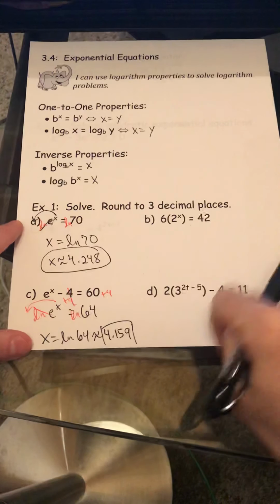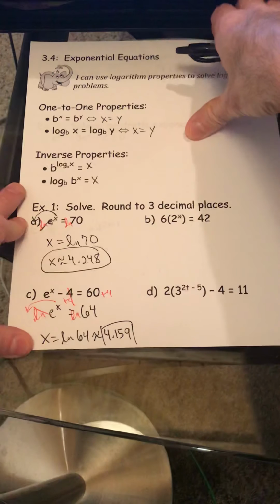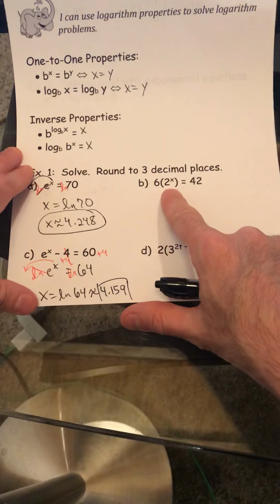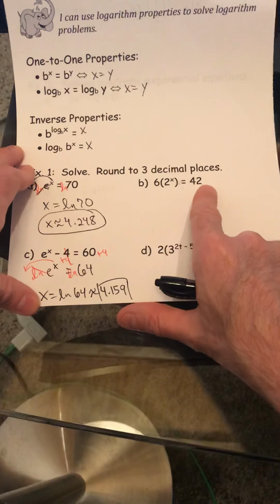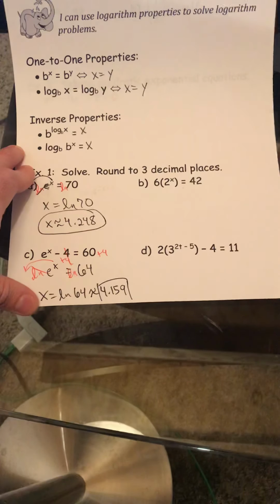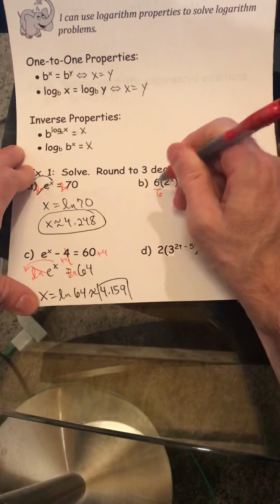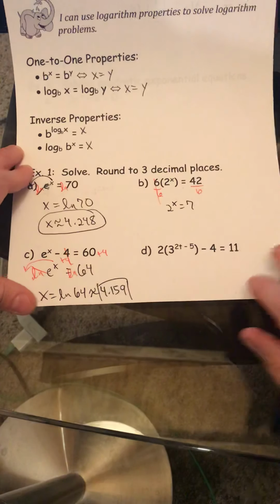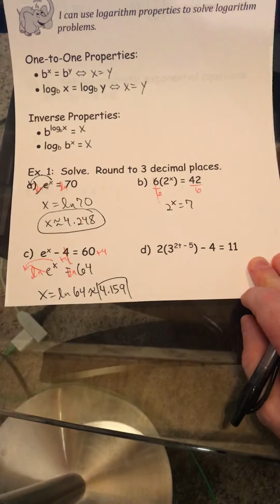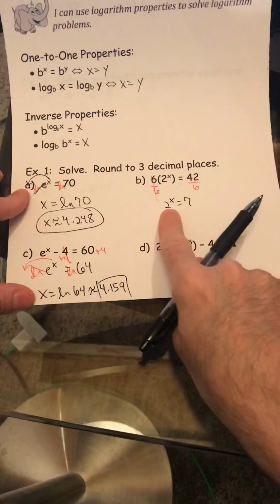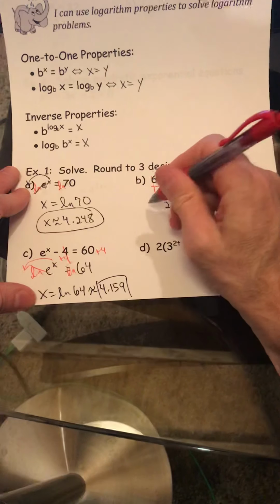Now, these next two are going to be a little more involved because, unfortunately, our bases are not ones that we have logarithmic functions for. 6 times 2 to the x equals 42. First thing, you cannot multiply the 6 and the 2. I need to divide the 6 over. So 2 to the x equals 7. Here is where I mentioned the change of base. The only time I actually use natural log is if I'm involving e. For this one, I don't have e, so I'm just going to use regular log.